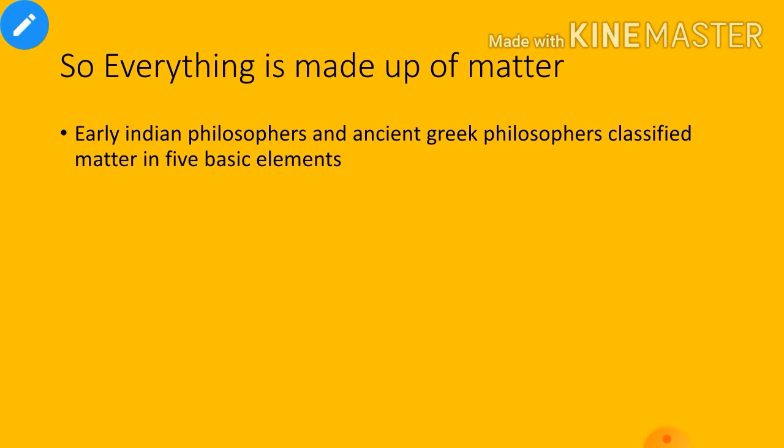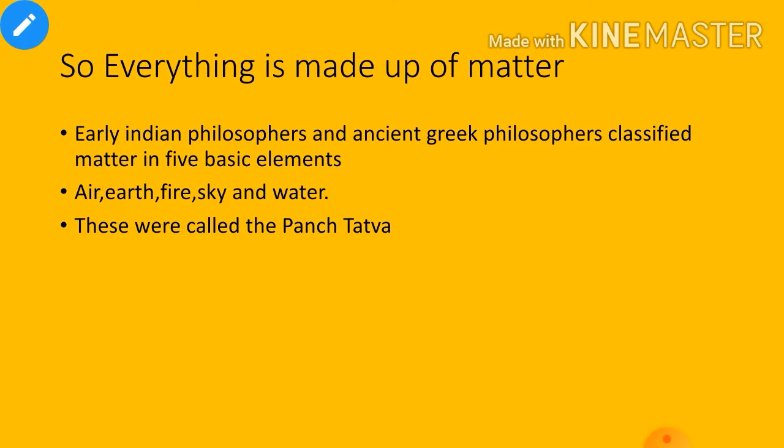Now, early Indian philosophers and Greek philosophers classified matter into five basic elements. And those five basic elements were air, earth, fire, sky, and water. These elements were called Panchatattva, and they said that everything that is present around us is made up of these five elements: air, earth, fire, sky, and water.